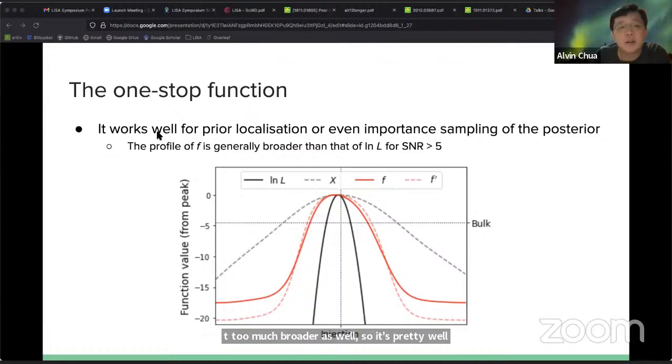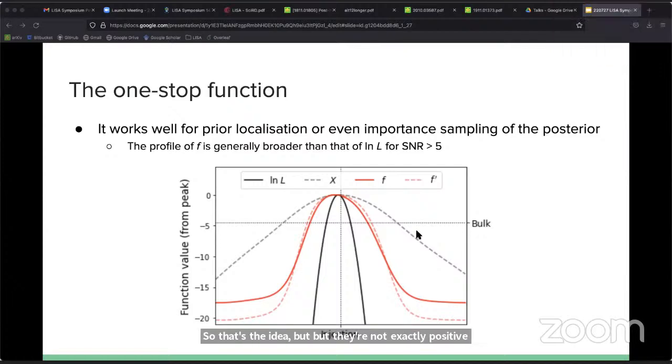So if that's the case, then it could work pretty well for prior localization, or even if you want to use the samples directly, you could just assign importance weights to them. So that's the idea. But they're not exactly posterior samples, if that's what you're saying. Yep.